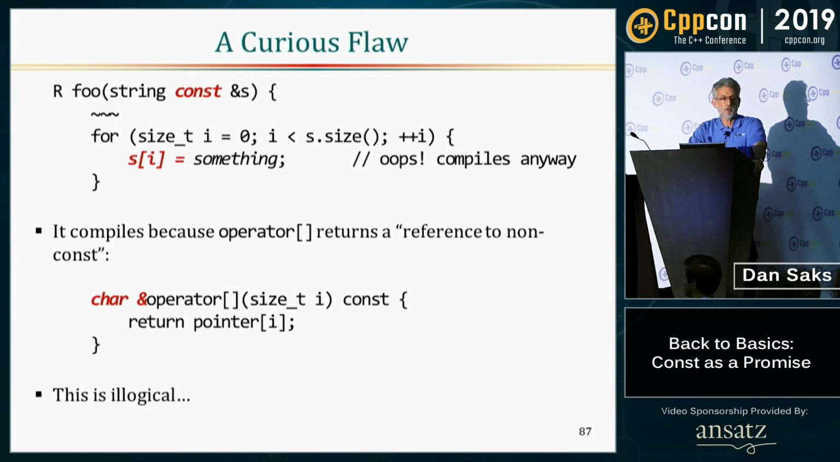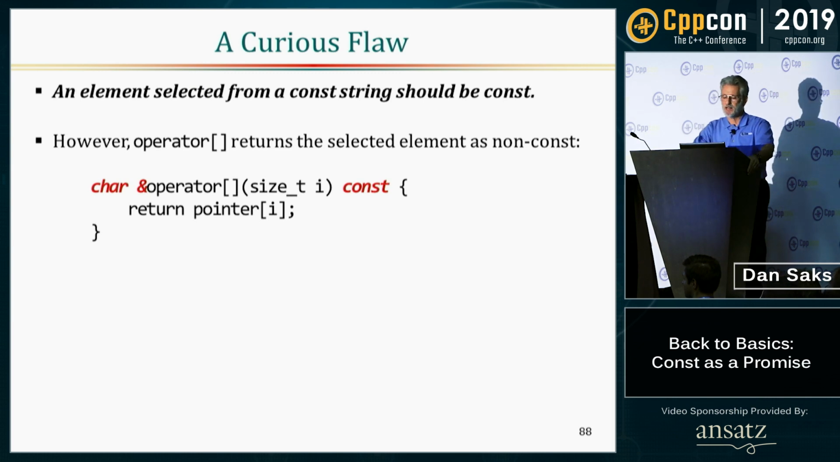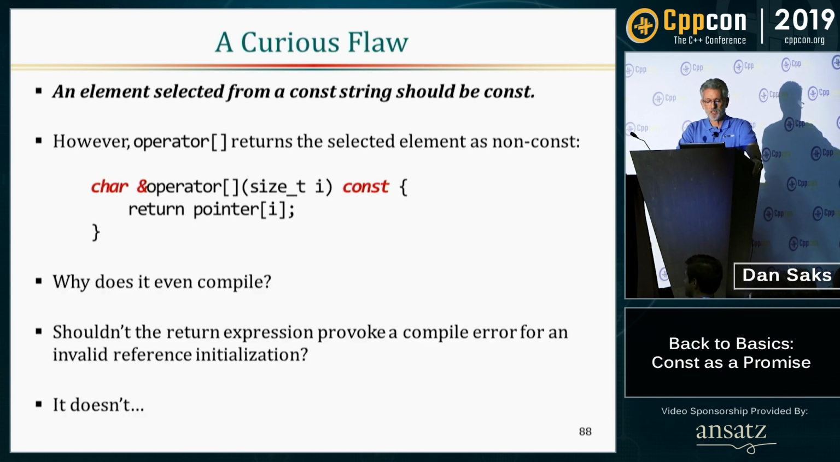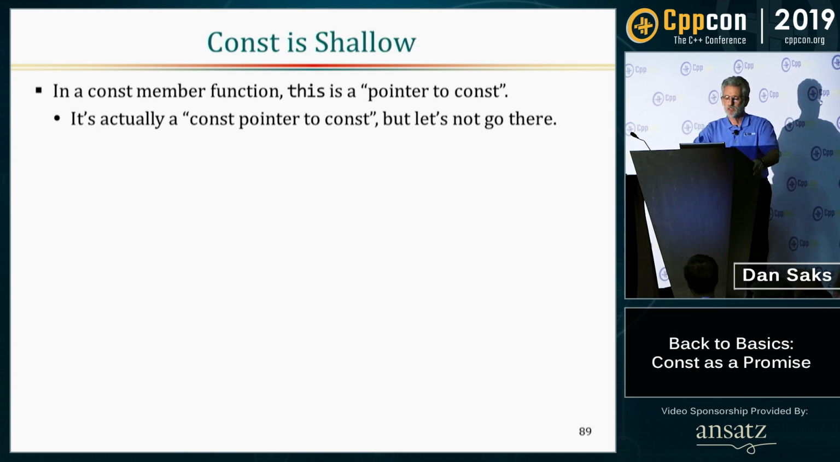And the reason it does work is because it's returning a reference to non-const, a modifiable character. And this is illogical. The reason it's illogical is because most of us expect that an element selected from a constant string should be const. Oh, and by the way, an element selected from a non-constant string should be non-const. Right, that's the logic. So why does that even compile? And the answer is that this, in a const member function, is pointer to const. Actually, it's a const pointer to const, but let's not go there.